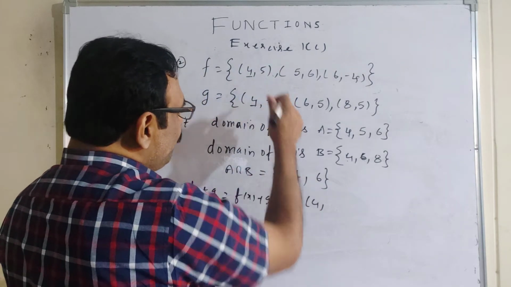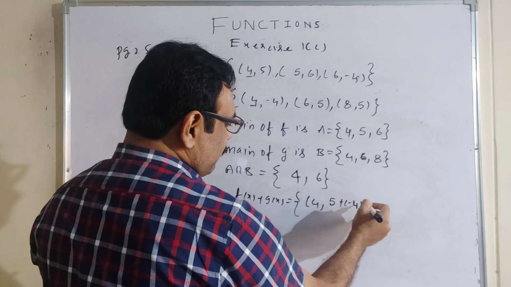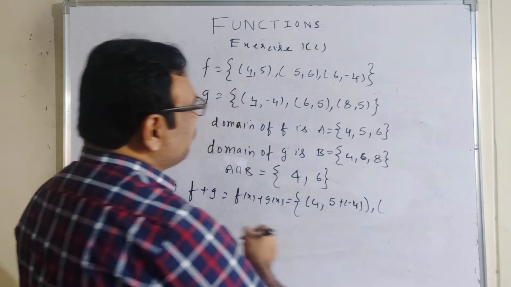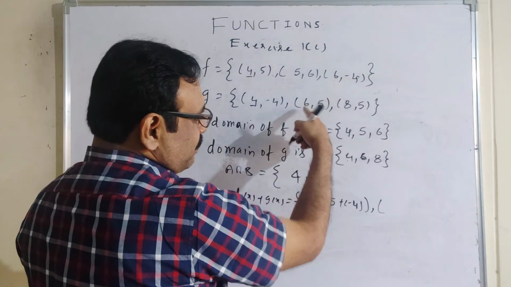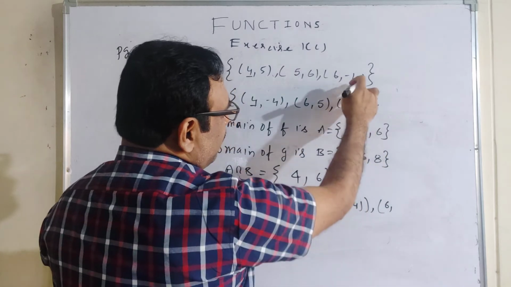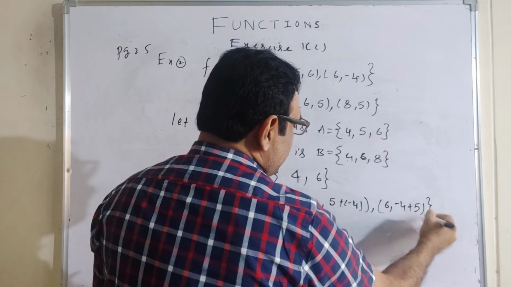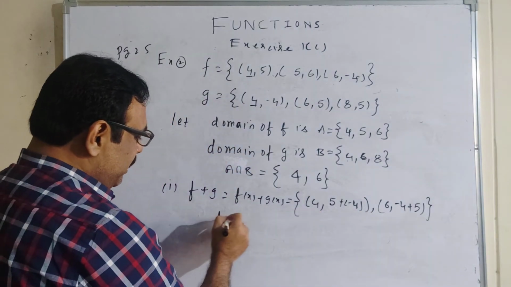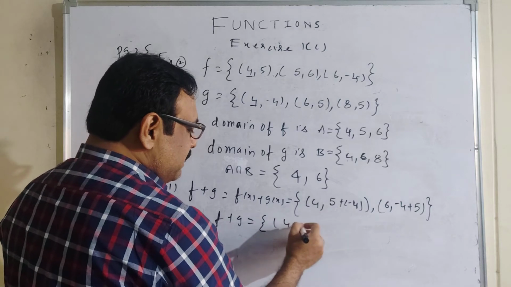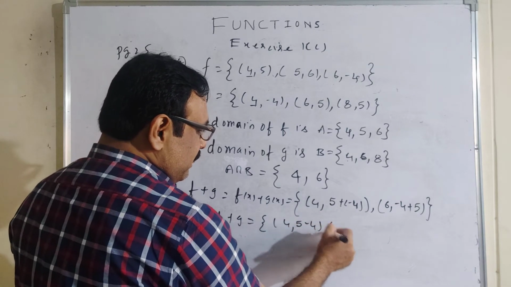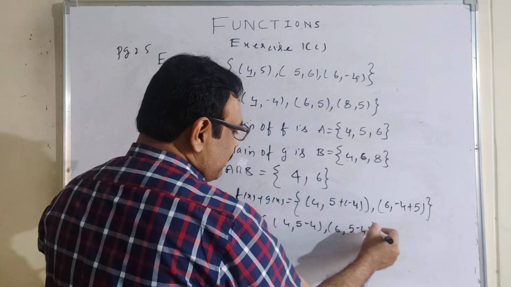Now I have to add codomain elements. I'll be writing 5 plus of this minus 4, and close this bracket. Now here again 6. I am looking at 6, and here also 6. You write down 6, and the codomain elements should be added, that is minus 4 plus 5. So what exactly are you going to get? f plus g is equal to 4, and this is nothing but 5 minus 4, and this is 6, and this is 5 minus, again you write 4.